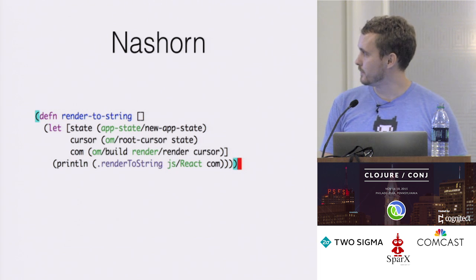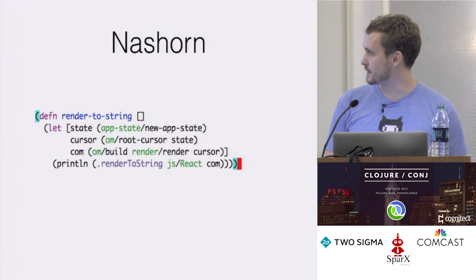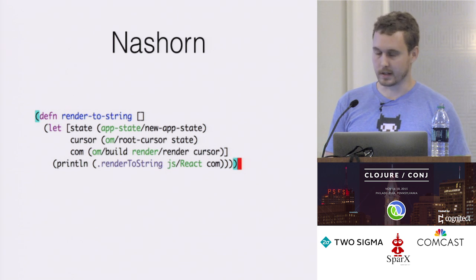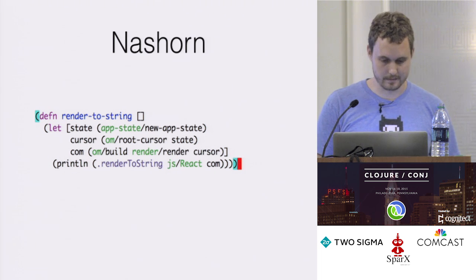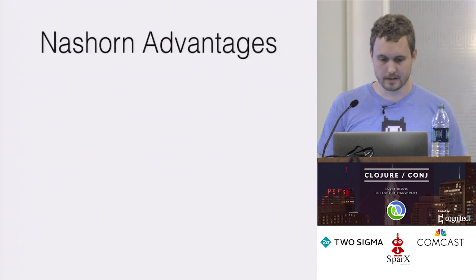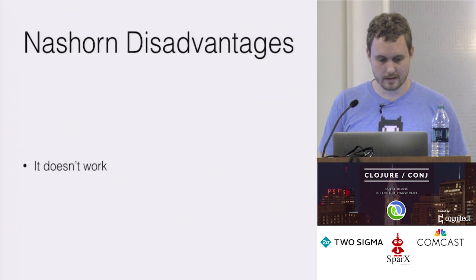So this is ClojureScript code. I have to start being careful about this. So it's standard Om stuff. Create an app state, create a cursor, build our component, and then call render to string on it. Yeah, you don't need that println. Sorry, that's a bug in the slides. So the advantages of this, continuing on.